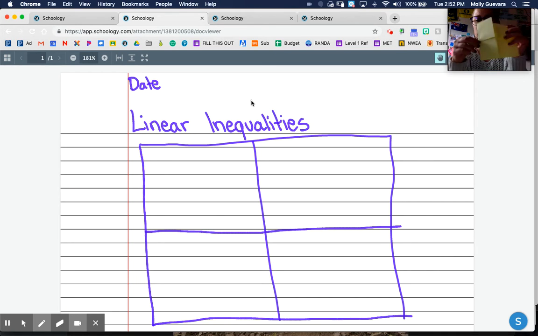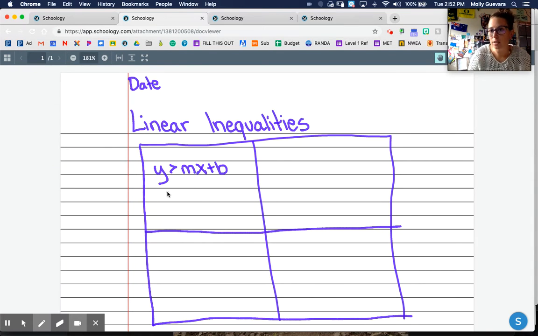What I'm going to do is I've drawn on the screen, very poorly, the front of this. We're going to fill out the front, and then go to the next page and fill out the inside. On the front, we're just going to look at the 4 different types of linear inequalities that we're going to see. The first one is when we have y is greater than mx plus b.